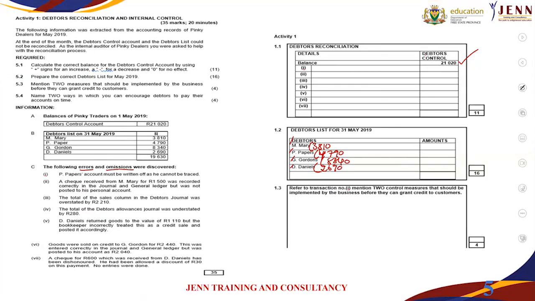Now we can go to the omissions. The first one says, Paper's account must be written off as he cannot be traced. So I'm giving this question to you: any school that can tell us on which account we are going to record this one, either on debtors control, debtors list, or both of them. By show of hands, I'm going to pick schools who have answers for us. Anyone from any school? Where are we going to record the first one?